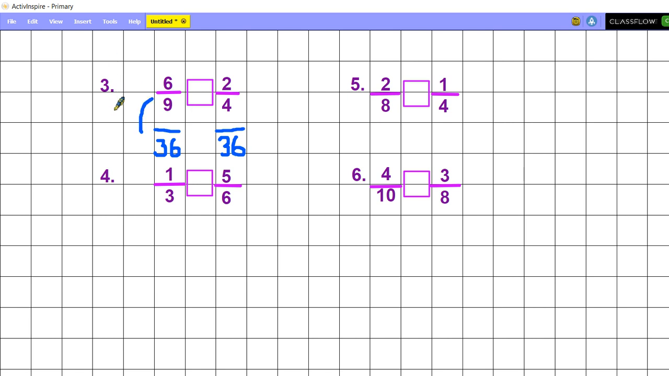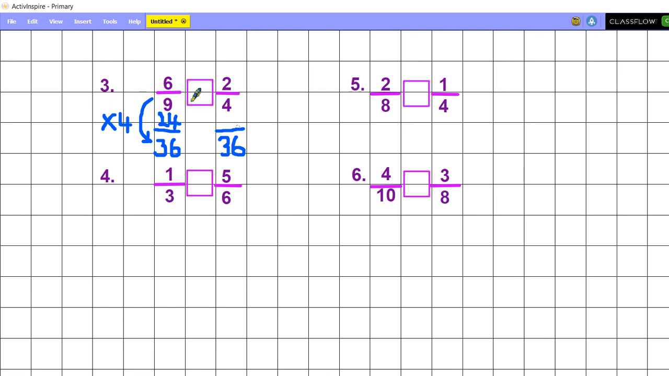And if you remember, we need to look at what we've done to the 9 to get 36. So how many 9s are in 36? You can count in your 9 times tables. 9, 18, 27, 36. So that is 4 lots of 9. So now I need to do that to my numerator. 6 times by 4 is, well done if you got that correct, it's 24.